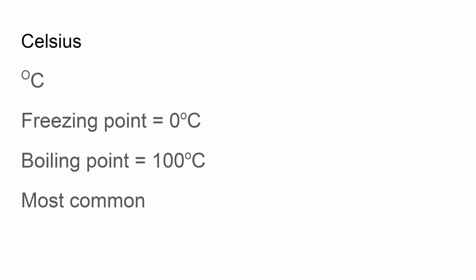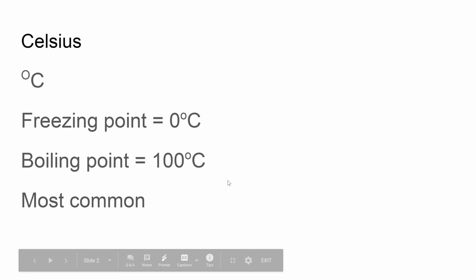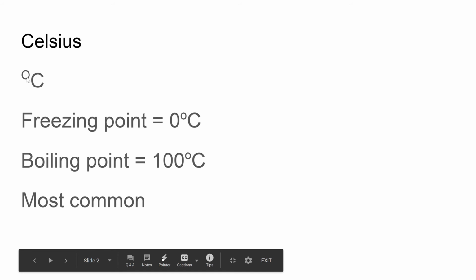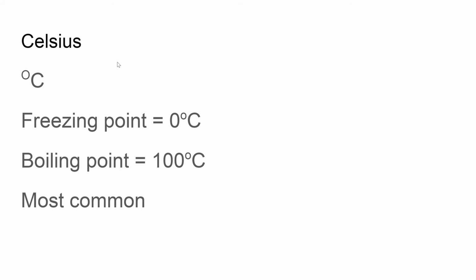So there are three different units of measurement that we use to measure temperature. The first one is called Celsius, and it is indicated by a little degrees sign that you can see here and a capital C. For freezing, Celsius is 0 degrees Celsius, so that's when water freezes. And when water boils, it boils at 100 degrees Celsius, so 0 to 100. This is the most common standard of measurement in the world.